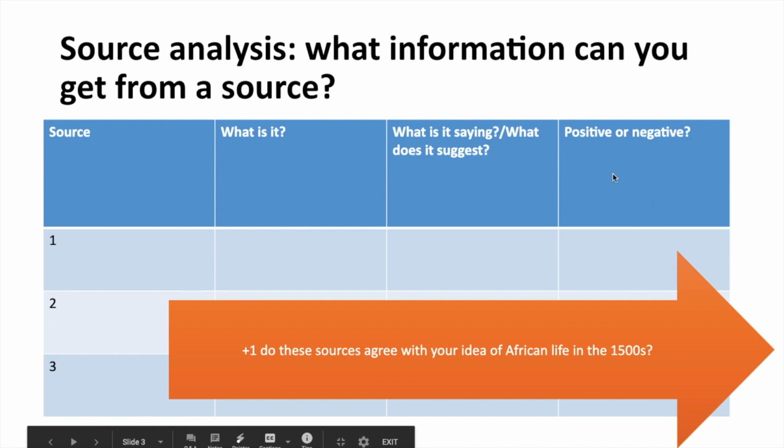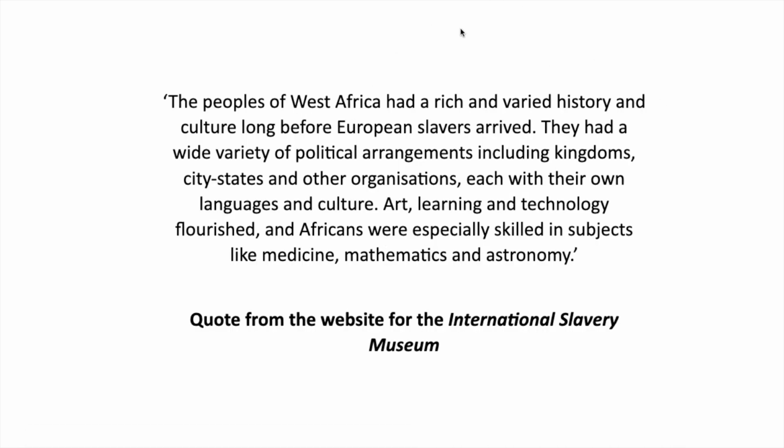And then our final column, positive or negative, is the information here making African life at this time look good or bad? Okay, you only have to give a one-word answer. It doesn't have to be explained. However, if you want to explain it, you absolutely can. Okay, so take some time now, pause this video and fill out that first row of answers for source 1. And when you come back, we are going to move on to source 2.